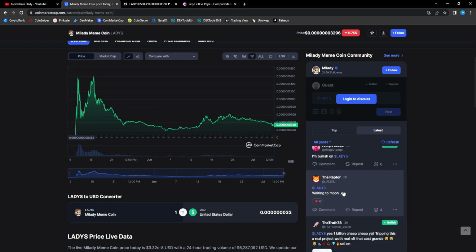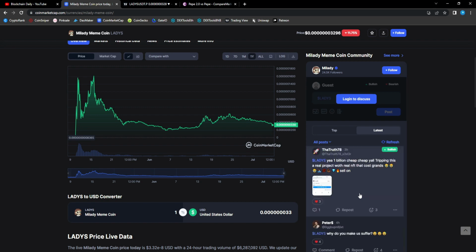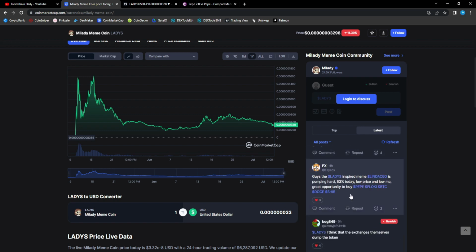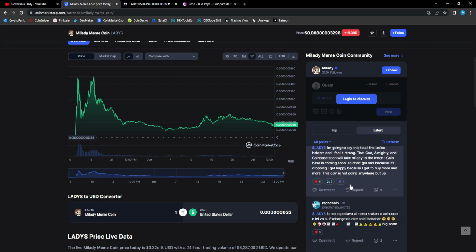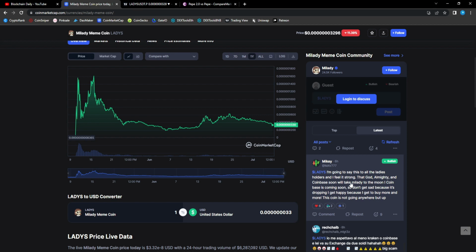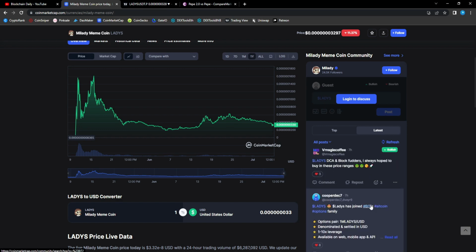So the Raptor, Ladies waiting to moon, the True 78, 1 billion cheap, y'all tripping. This is a real project worth real NFT that costs grands. Peter, why do you make us suffer? I'm telling you, the bears are kind of sad right now. Escobar will go to the moon. People are kind of sad because they're down. Mikey, I'm going to say this, all the Ladies holders, and I feel strong. God Almighty, Coinbase soon will take Milady to the moon. Coinbase is coming soon, so don't get sad because it's dropping. I get happy because I get to buy more and more. This coin isn't going anywhere but up to the upside.